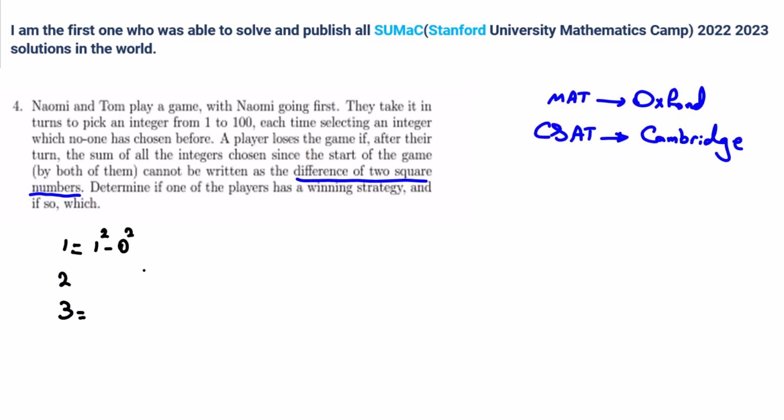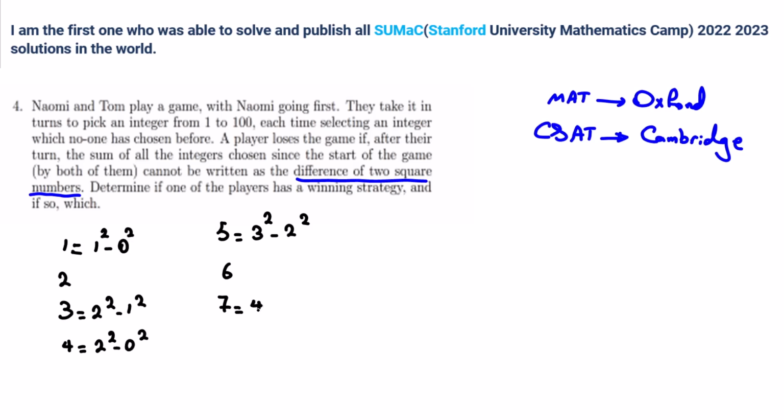For 3, 2 squared minus 1 squared. For 4, 2 squared minus 0 squared. Yes, good job. 5, 3 squared minus 2 squared. Yes. 6, you said not possible.